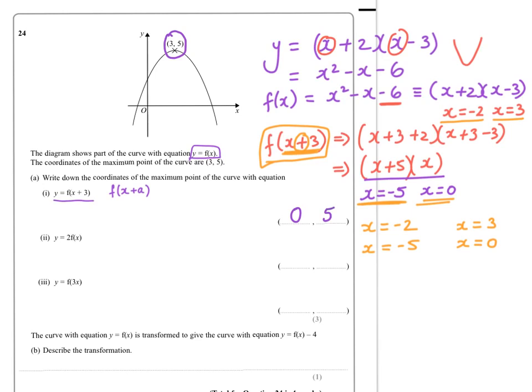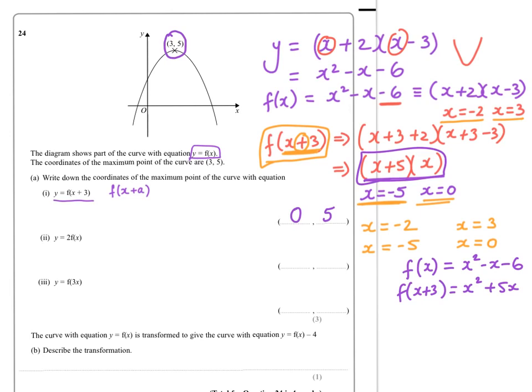Now, if you actually plotted f of x, which I'm not going to do now, which we started with was x squared minus x minus 6, and you plotted f of x plus 3, which gave us x plus 5 lots of x, which if you multiplied out would be x squared plus 5x, then I can assure you that the lowest point, the minimum value, would not actually change. So the y value doesn't change. Again, that's not a brilliant explanation.